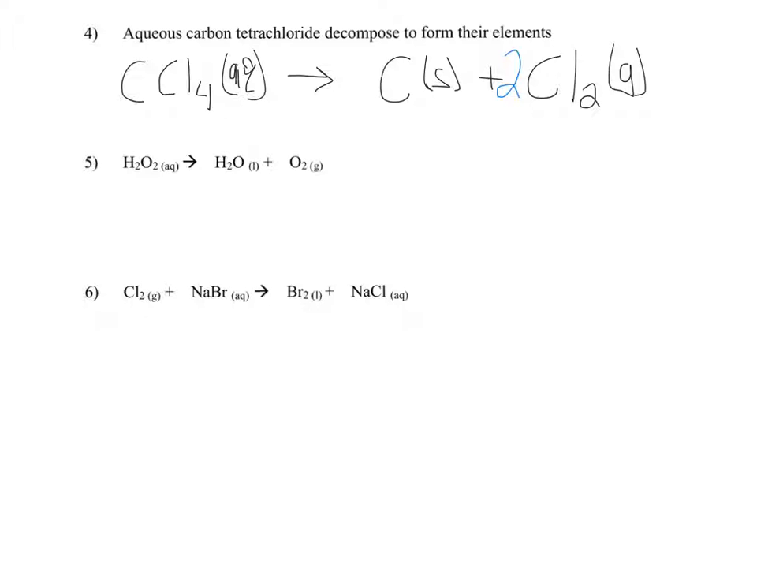Next one is a little bit tough to actually name. The first one is something that's a little bit more advanced. You have the O2 right here, which is actually a polyatomic ion, and that is peroxide. And so actually what we have here is hydrogen peroxide.